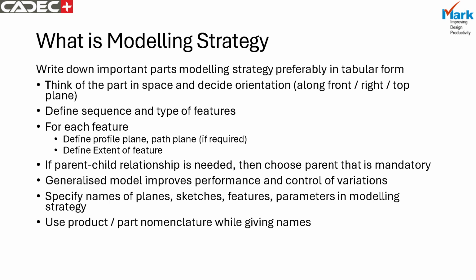Once you have thought of the parts, features, etc., and you have done your own nomenclature, and you have thought of your shape and size variations of your product, then you need to write down the modeling strategy. Modeling strategy is a tabular format in which you define the sequence of the features. Then, for each feature, you specify the profile plane. Then, if required, the path plane, then define the extent of the feature, then the parent child relationship. This is how you can document the modeling strategy in a tabular format.